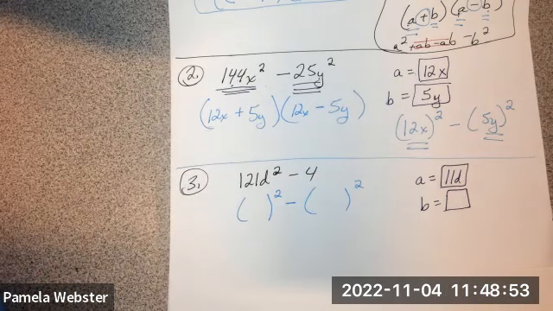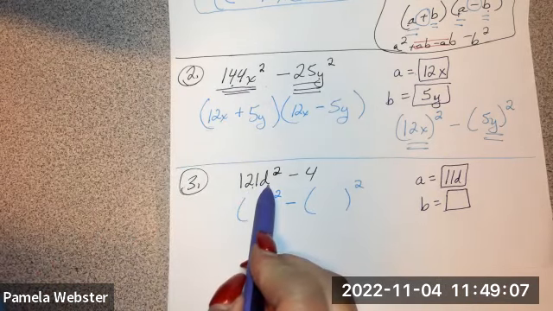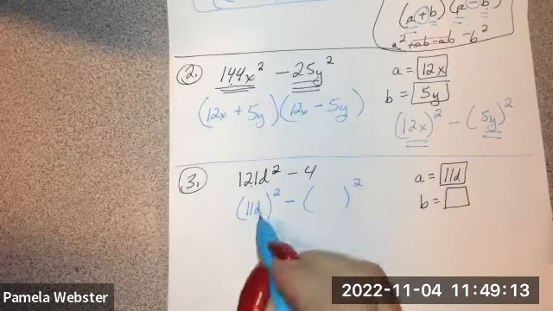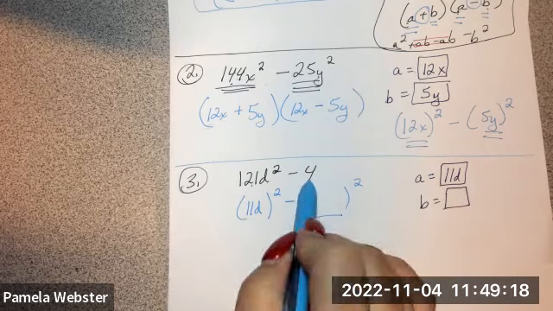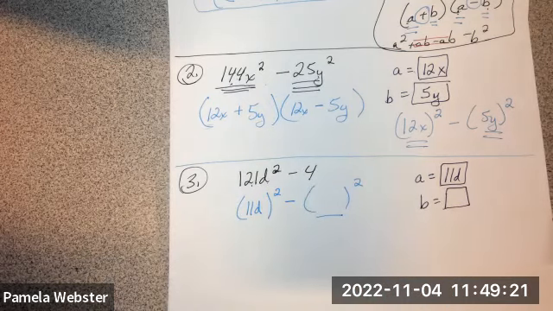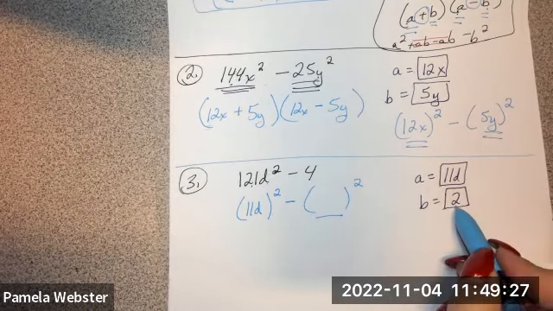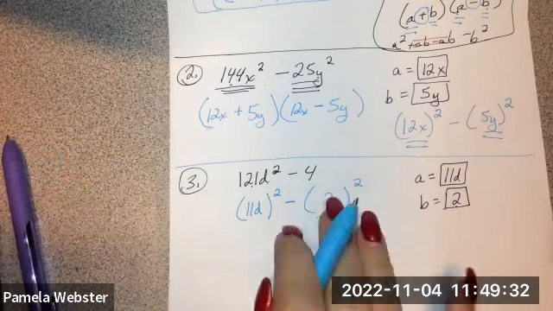Okay, so if you need to pause so that you can work on it a little bit, do that. I'm going to go ahead and run through this real quickly. So I think that 11 times 11 will give me 121, and d times d will give me d squared. So my first term here, I think, is 11d. So this is 11d squared minus something squared. And what is it that I have to multiply by itself to get me to that 4? And in my head, I'm hearing 2 squared, right? So my b is a 2, so that goes right here. Okay, so 11d is being squared and 2 is being squared.